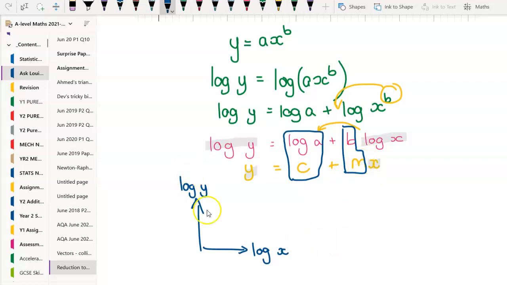So on this one, when you plotted those, you get a straight line, something like that. This here, your y-intercept, that's your log a, and your gradient of this line is log b.